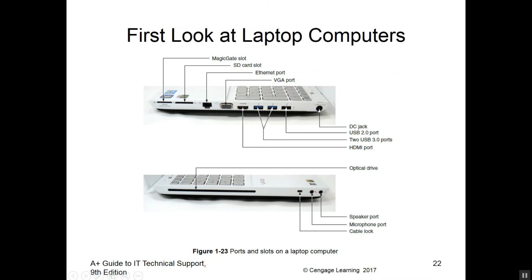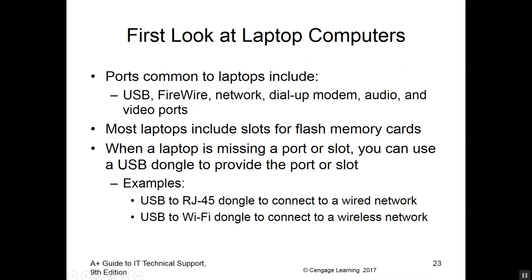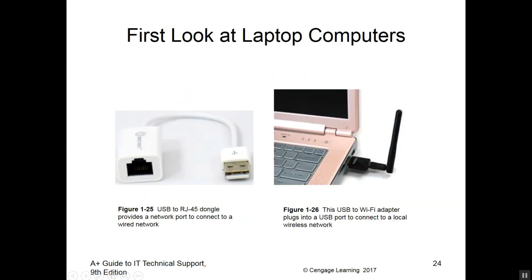So over here we've got an optical drive, probably a DVD drive, a speaker port, microphone port, and a cable lock. Okay, now commonly we'll see a USB to RJ45 dongle for a connection if we want to connect to a wide area network. Now, RJ11 is phone, RJ45 connection is network.